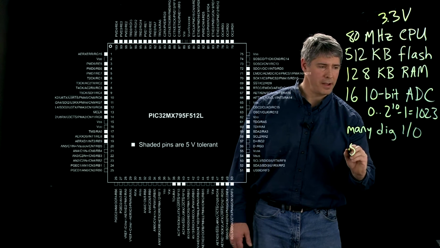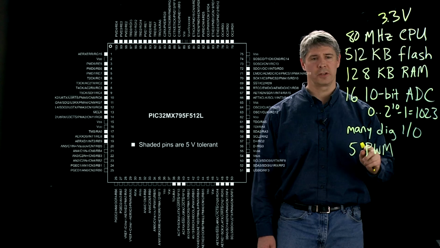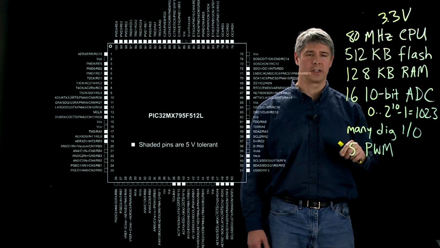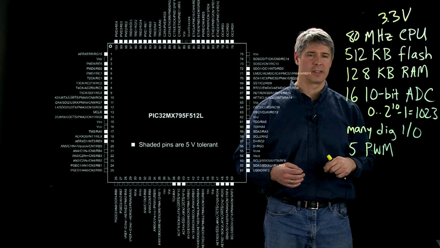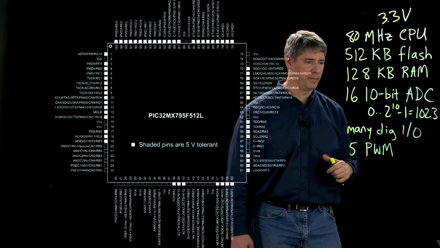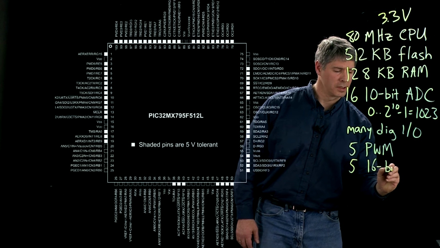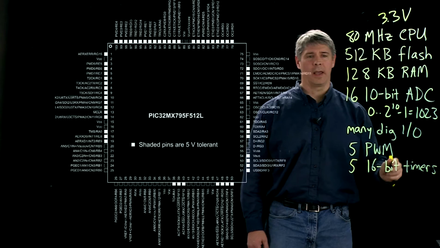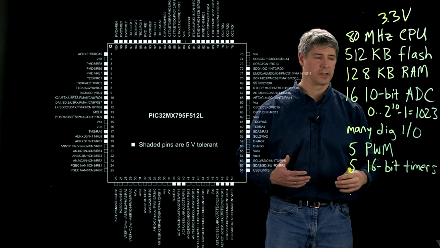It's got 5 pulse width modulation outputs. Pulse width modulation is basically a pulse train, a digital pulse train of varying frequency and duty cycle that you can set, and you usually use pulse width modulation to drive motors, for example. It's also got 5 16-bit timers. And the 16-bit timers can be used for timing operations or for counting operations.